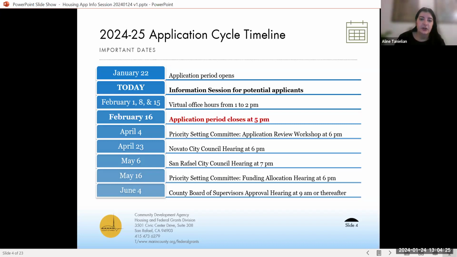Following the application closure, we're going to be reviewing applications and providing recommendations. That's going to start with the Priority Setting Committee on April 4th, followed by a Novato City Council hearing for projects in the Novato planning area on April 23rd. Then on May 6th, San Rafael City Council meeting for projects located in the San Rafael planning area, followed on May 16th by a Priority Setting Committee meeting to discuss the funding allocations overall. And then lastly, on June 4th, final approval and recommendations to the Board of Supervisors.